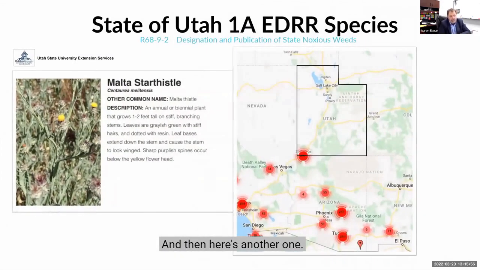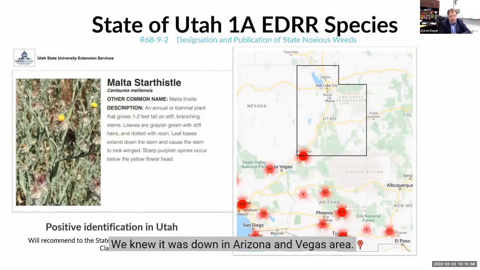And then here's another one. This one is Malta star thistle. We knew it was down in the Arizona and Vegas area, and it just this last year came into our state. So as we're watching this and using EDDMapS to help us make a determination at the state weed level, we also have the ability to start appropriating money, knowing that it's going to come into our state at a given point, so that we truly can treat this as an EDRR and put a program together. Or maybe even do a multi-state effort where, prior to it coming to Utah, we get with Arizona and say, hey, we have some money. What can we do to do some treatment?